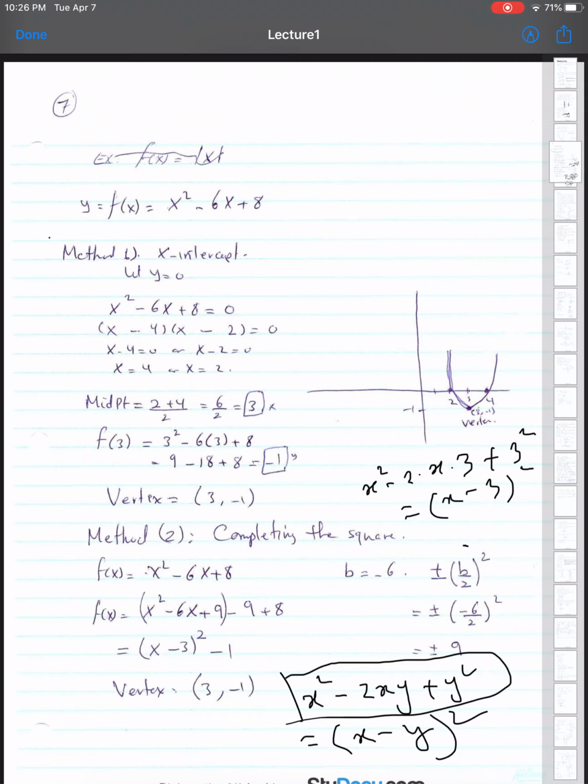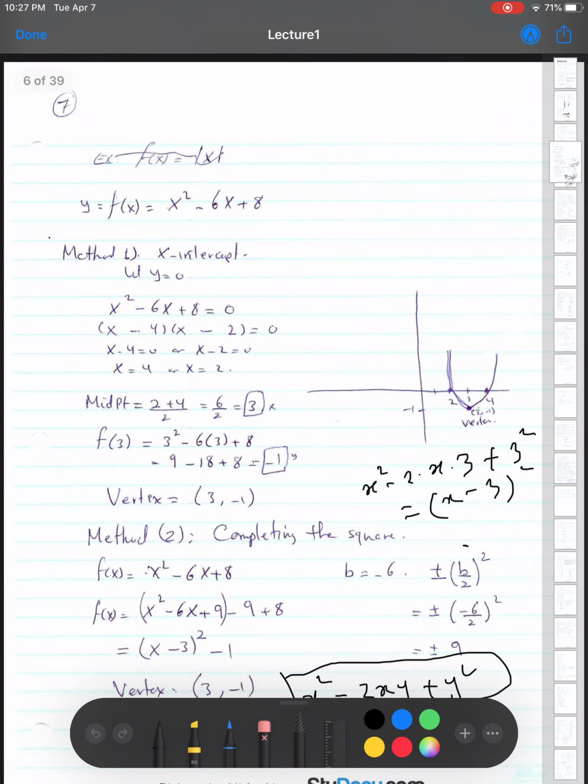This is a quadratic function again, so there are two ways to solve it. First we'll learn method 1 and then we'll learn method 2. The first way to solve it is to find the x-intercepts. As we know, to find the intercept we have to set y equal to 0. So the function was y equals x squared minus 6x plus 8. We set that equal to 0 and solve for x.